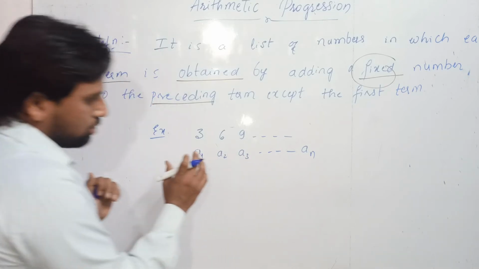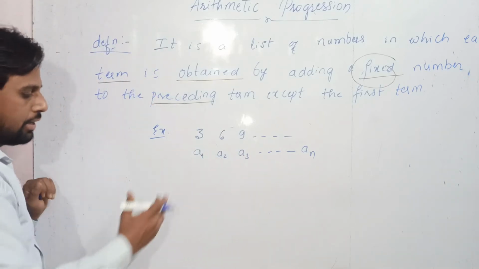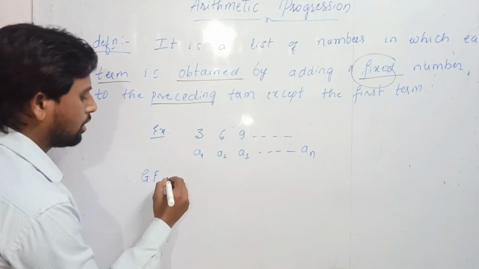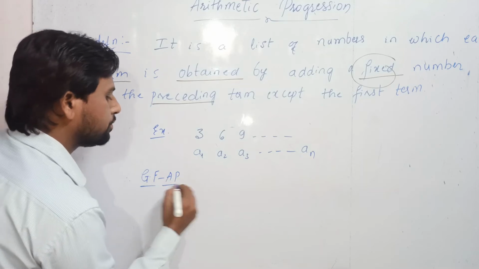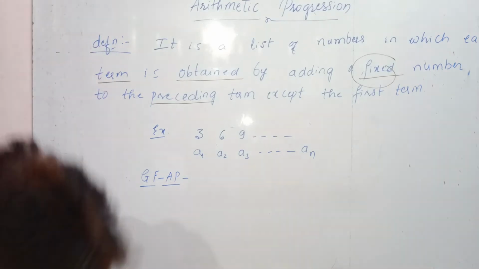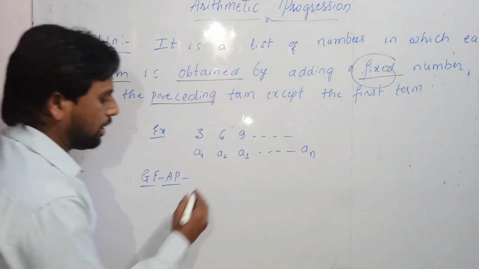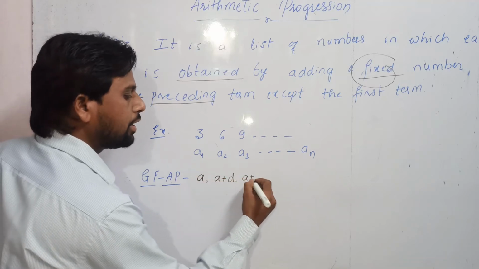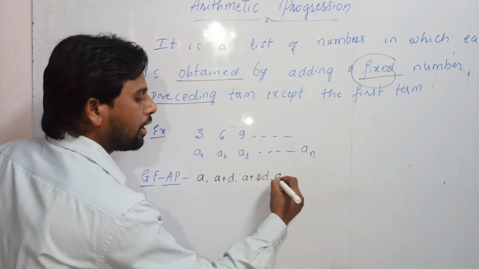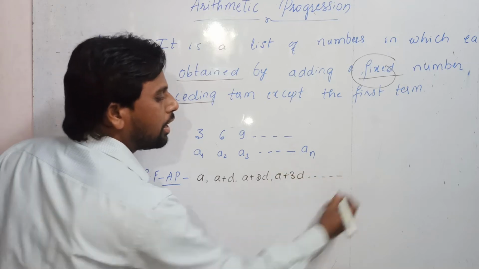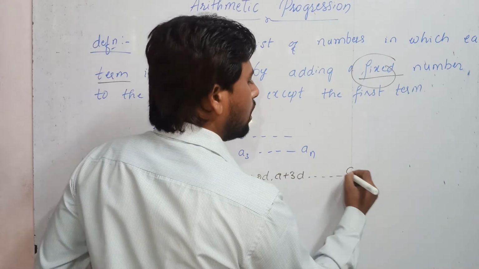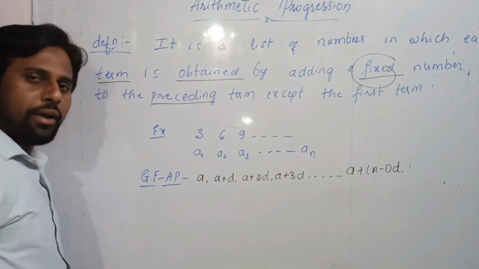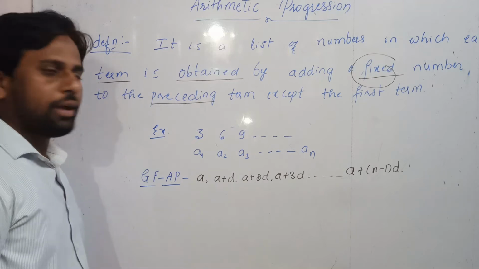By seeing all the examples, we can get the general form of AP. The general form of AP is a, a plus d, a plus 2d, a plus 3d, and so on, and the last term is a plus n minus 1 into d. So this is called the general form of AP.